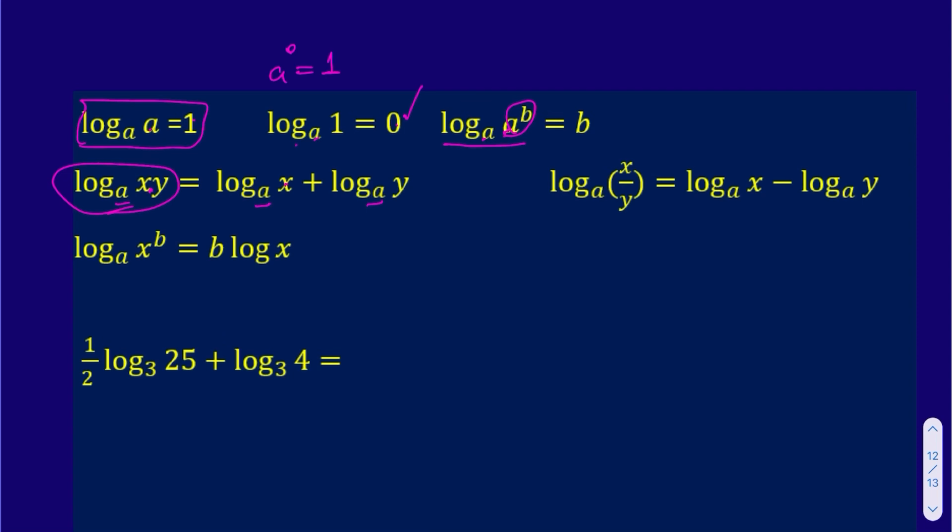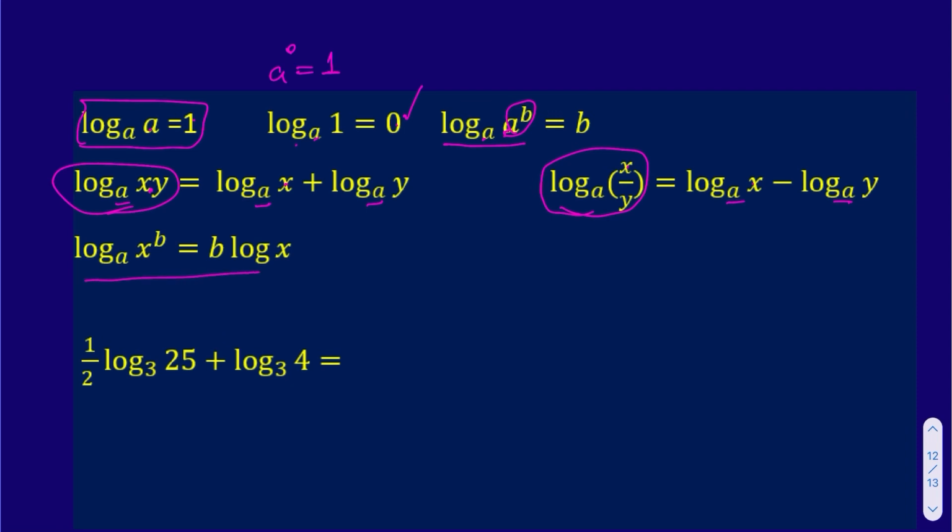And next one, if we have two logarithmic functions which have the same base, and one is subtracted from the other, okay, then we can write it as one function, in which the positive one is divided by the negative one, okay, x, which is here, divided by y.